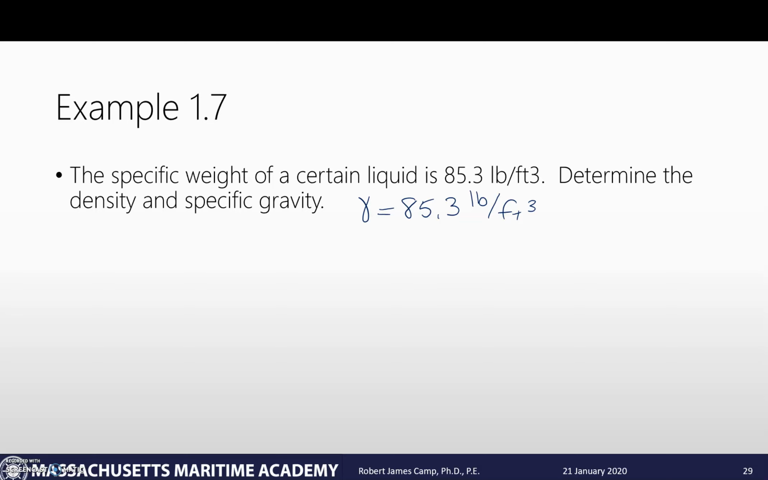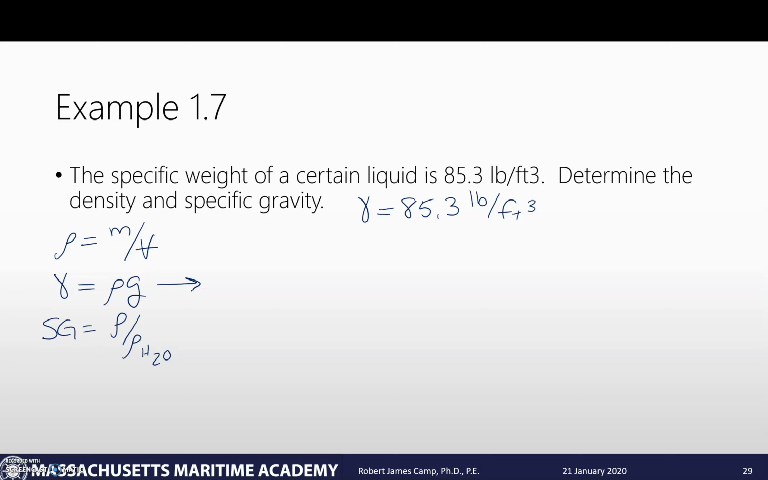So let's get our equation here. Well, density is mass divided by volume. That doesn't really help us. Gamma is equal to density times gravity. Okay, that's going to help us because we've got our specific weight here. We know gravity. We can figure out what the density is. And then the last thing is specific gravity is going to be density divided by density of water at 4 degrees C. So the first thing we need to do is find the density.